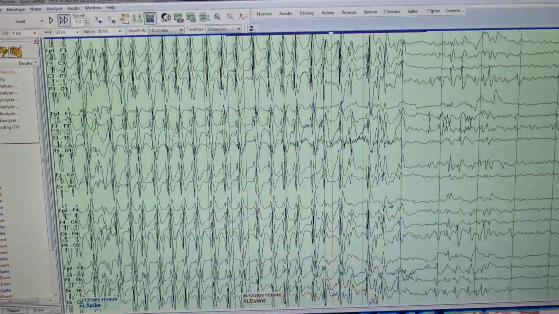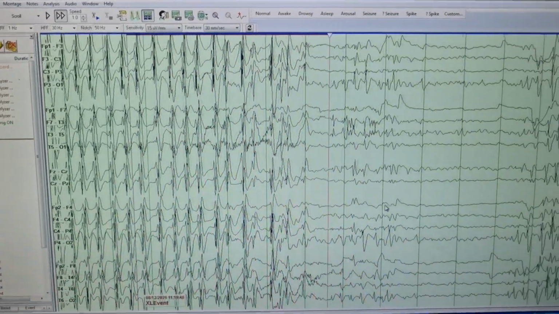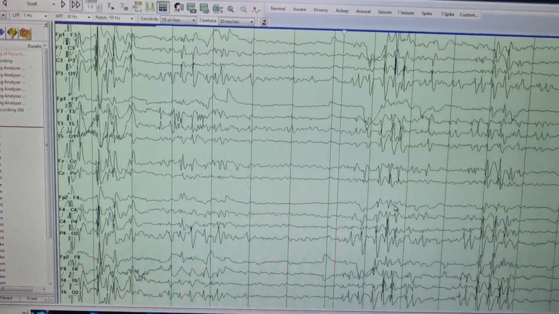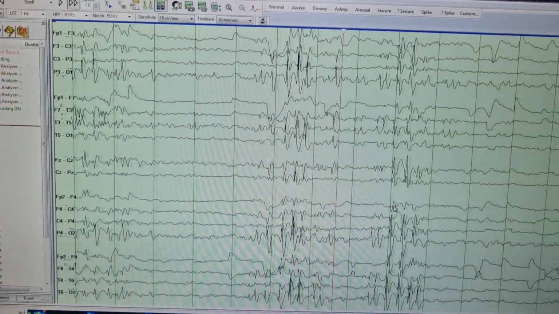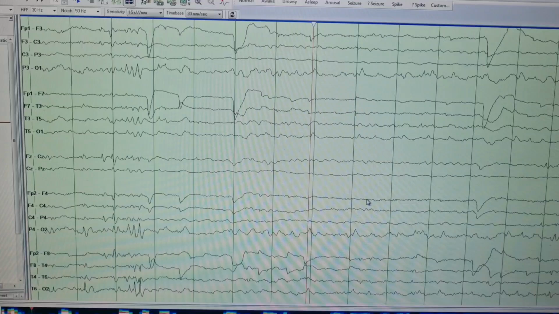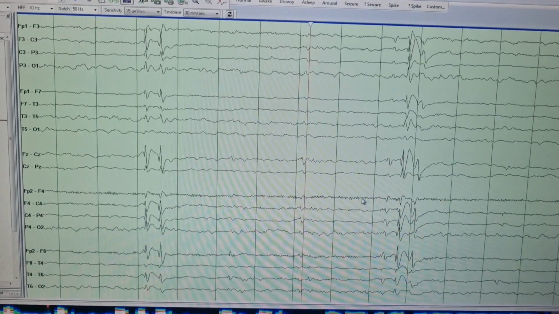One is called electroclinical seizure, in which you have the clinical seizure, the patient is having jerky movements, plus the EEG is showing some electric activity that is similar to seizure or epileptiform discharges. So that is called electroclinical seizures.